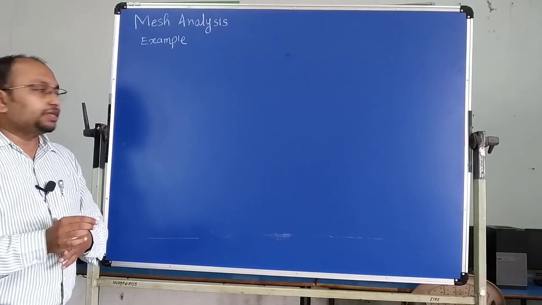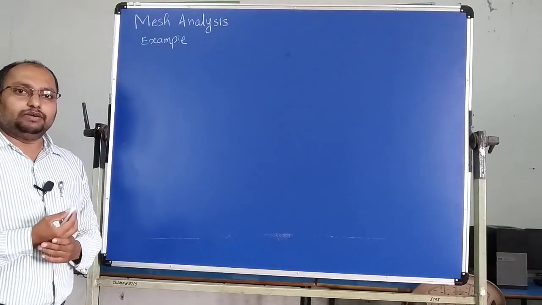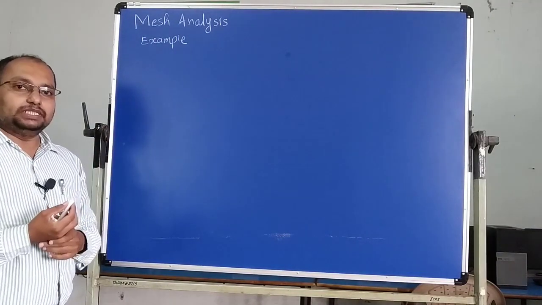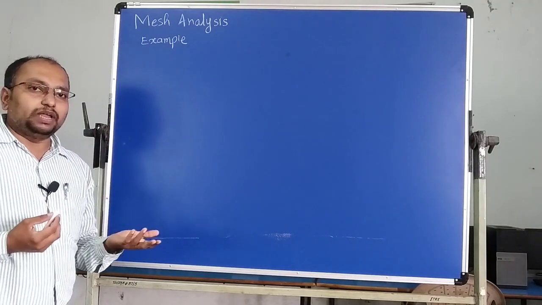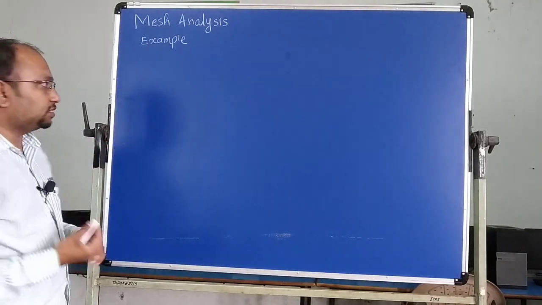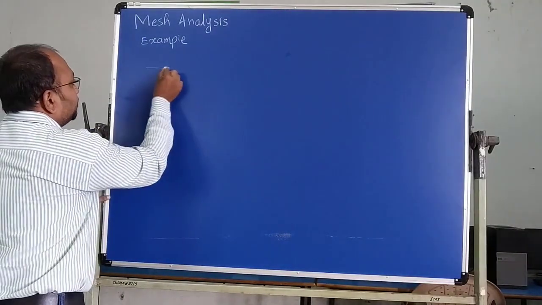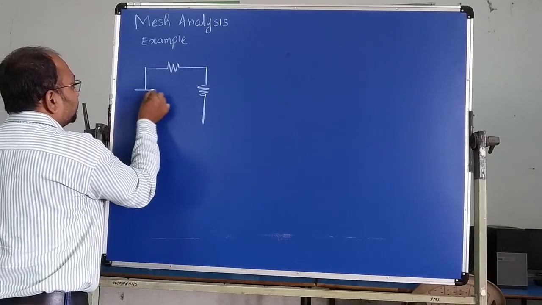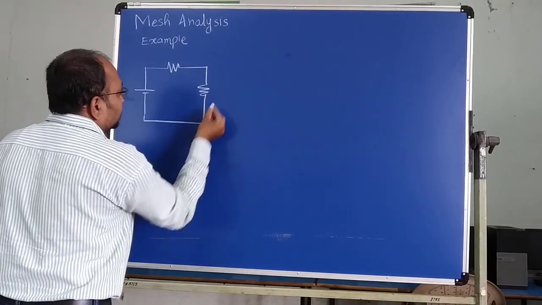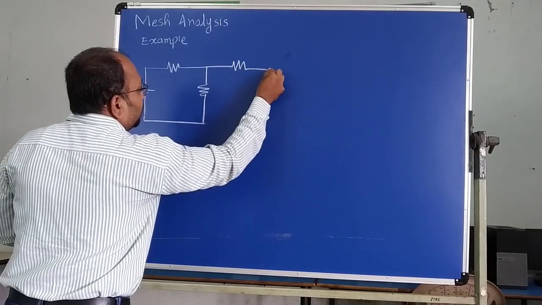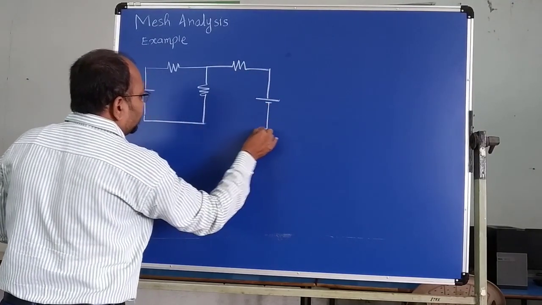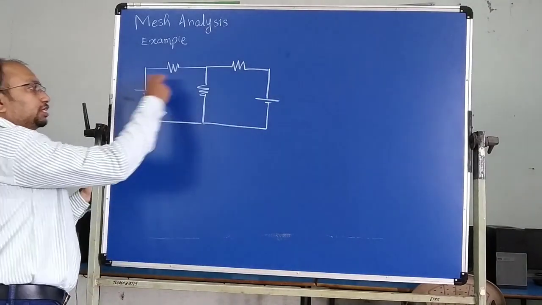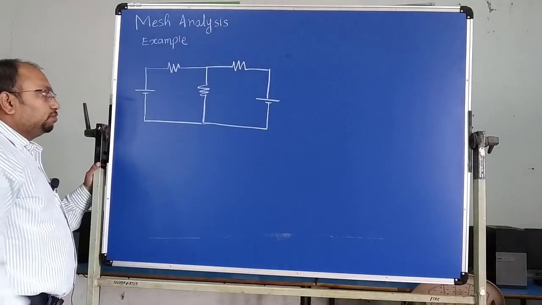Dear student friends, in this lecture we are going to see an example in which two voltage sources are present in two different loops, and how to apply mesh analysis to such examples. Okay, so let us draw the circuit diagram. In the previous example, only one voltage source was present in loop number 1, but in this example we are going to have two voltage sources in both the loops. Okay?